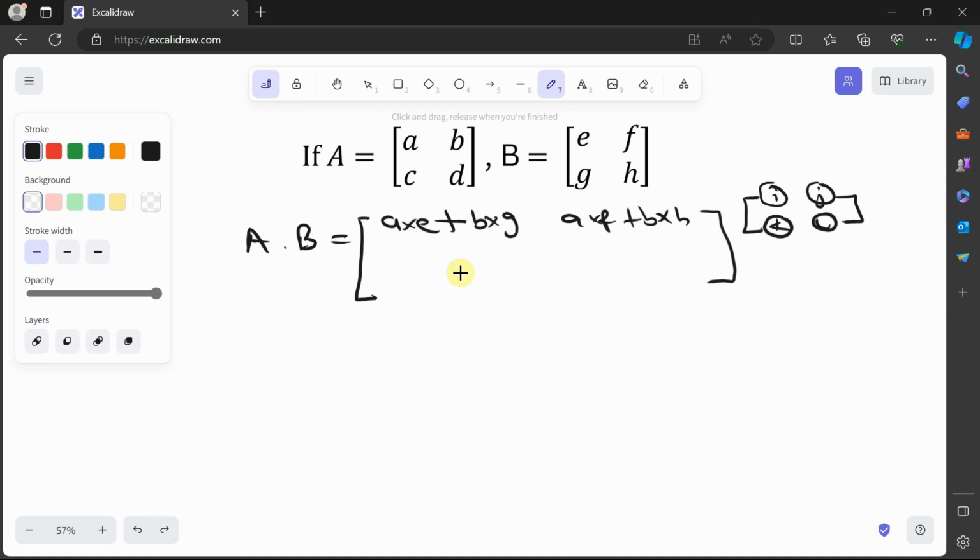For me to find the first guy in row 2, that will be C times E plus D times G. And for the last guy, which is in row 2, column 2, I have to multiply row 2 of A with column 2 of B. That will be C times F plus D times H. So you can see that the bottom numbers I'm going to multiply with E, G, F, H. It just depends on whether we are at the top or the bottom. And this is actually the result of this multiplication.